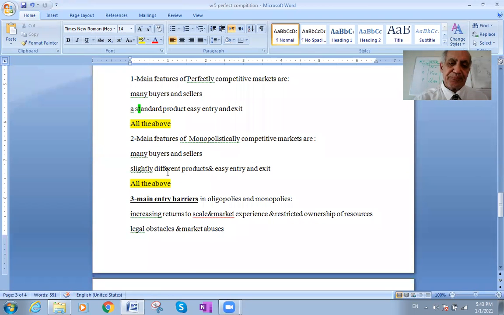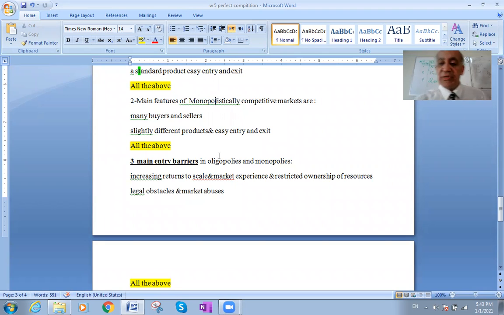The second one, many features of monopolistic competition. The monopolistics are many buyers and sellers also, but slightly different products, an easy entry and exit, the same thing. So all the above. So as you see, it's not only standardized, there's some slight difference. And this is the only difference between the perfect and the monopolistic.